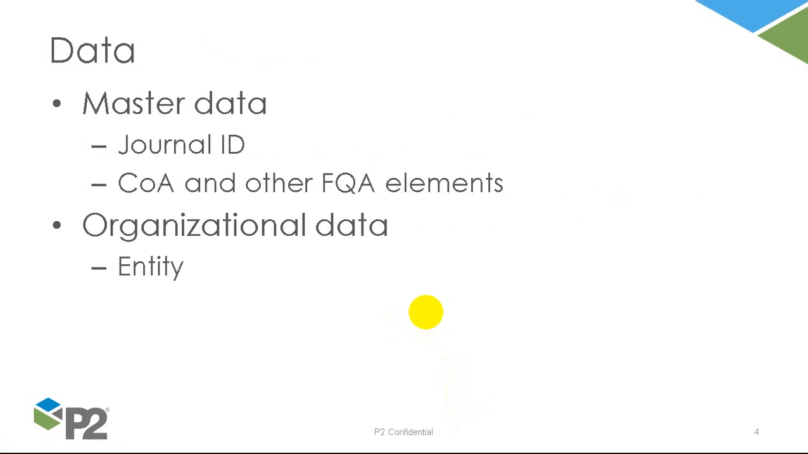So what is the data that is involved in this process? Master data would be journal ID, chart of accounts, and other FQA elements, and the organizational data is the entity. So you need to know the entity, the journal ID, and of course the fully qualified accounts that are going to be affected by the entry.